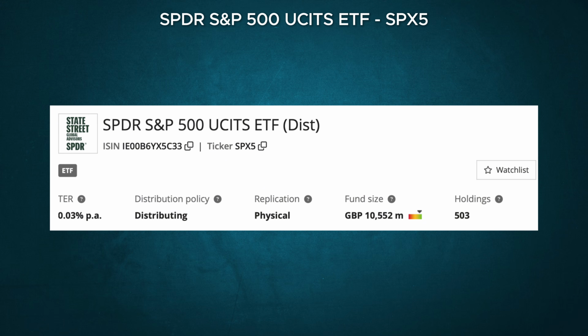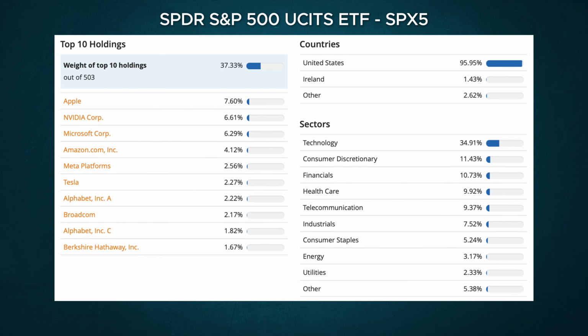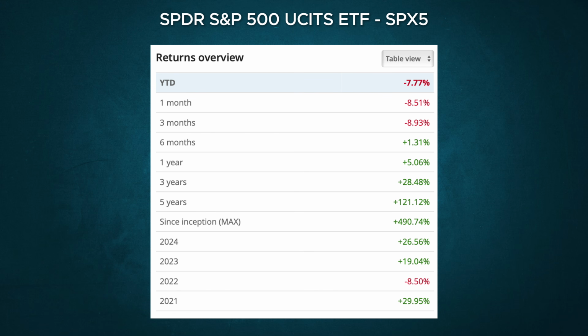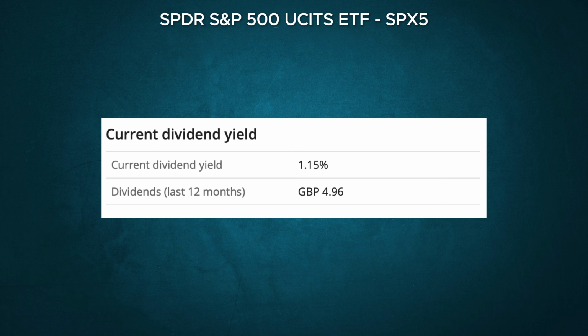Now, for the US, we need a US focused ETF or an S&P focused ETF. For this, I've gone with the SPDR S&P 500 ETF with the ticker symbol SPX5. This provides us with exposure to the top 500 companies within the US. You can expect to find many well-known companies in there such as Apple, Microsoft, Amazon and Google. It's then no surprise to see that the technology split within this ETF shows a heavy weighting towards the technology sector. This ETF has experienced really impressive growth, returning over 120% over the past 5 years. It also has a small dividend at 1.15%.